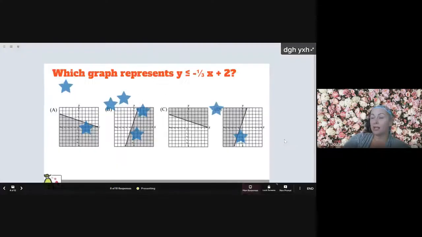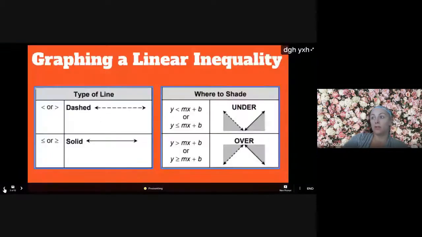But what you guys came up with, all right, so 2 people said D, looks like 4 people said B, and maybe 2 people said A, or that star is just sitting there, I'm not sure. So there are different ways to start this problem. One might be to look at the equation y equals negative 1/3 x plus 2, and ask which graph would match that? Or another thing you can do is look at these rules here.